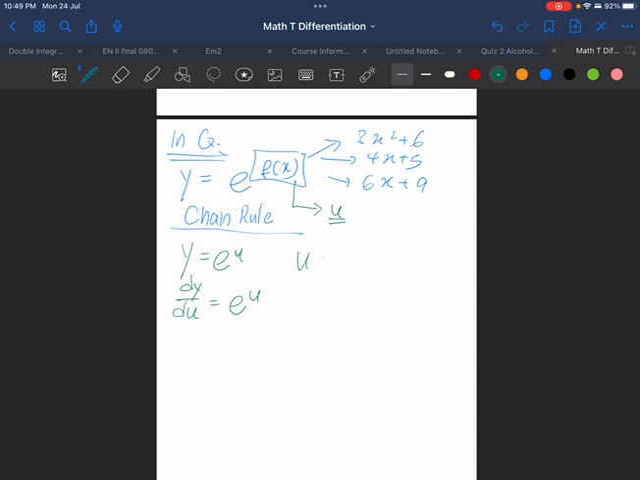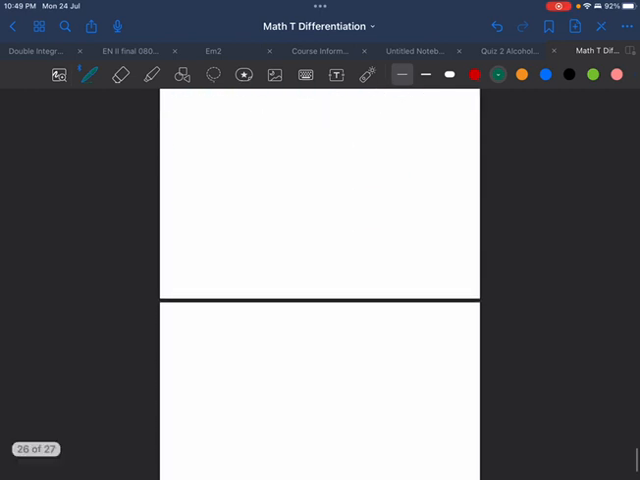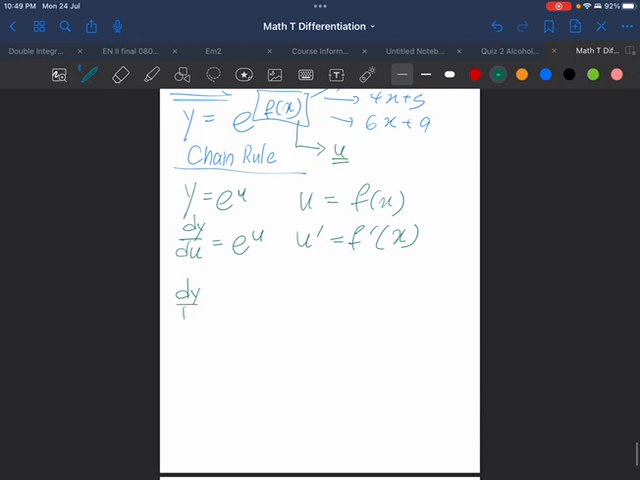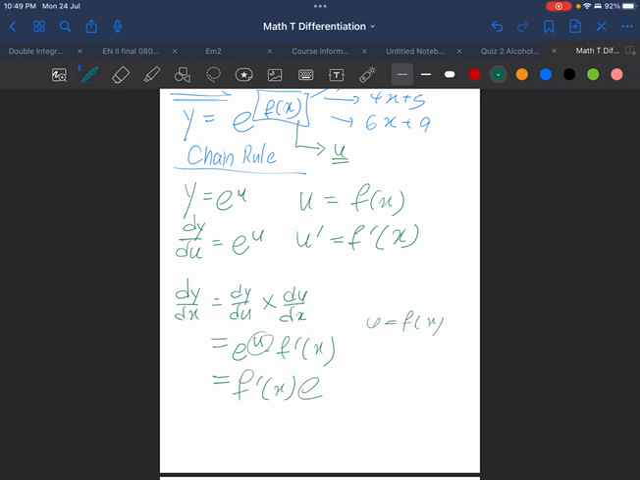Alright, so u is equal to f(x). We differentiate, and we get f'(x), where f is any function. So dy/dx is equal to dy/du times du/dx. dy/du is equal to e^u, times f'(x). We know that u is equal to f(x). So we substitute, and we get f'(x) e^f(x).